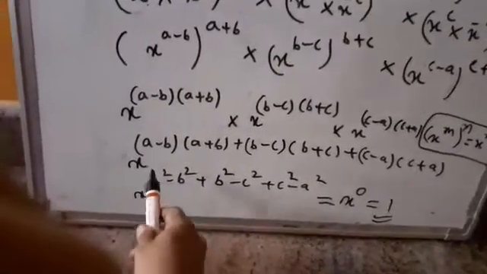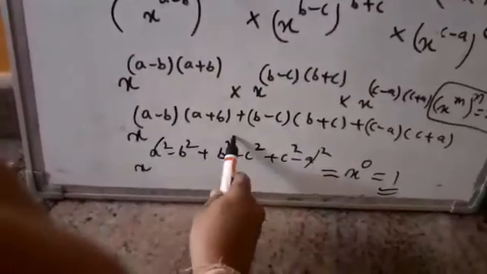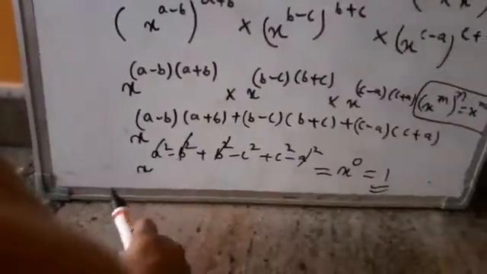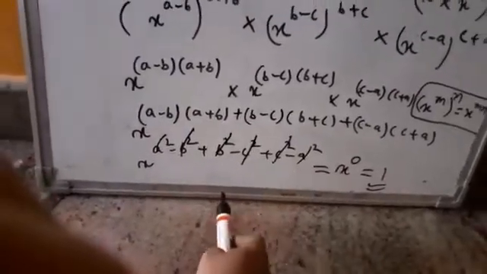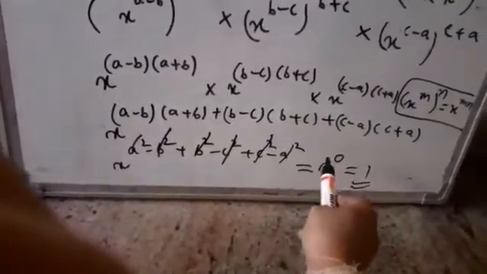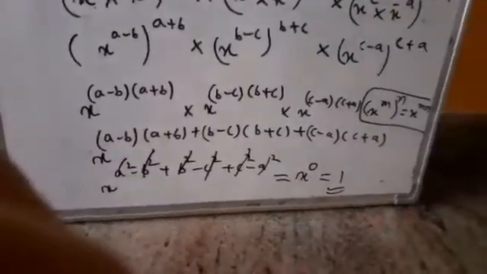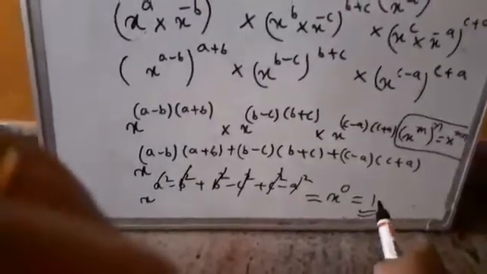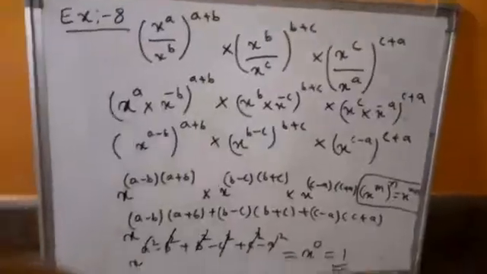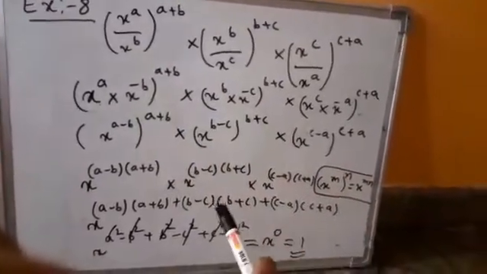See here, plus a square minus a square cancel. Next, plus b square minus b square cancel. Next, plus c square minus c square cancel. See now, all cancel means power 0 is there. Now x to the power of 0, value 1. I said any number to the power 0, that value is 1. So what is the answer now? 1 is the answer.